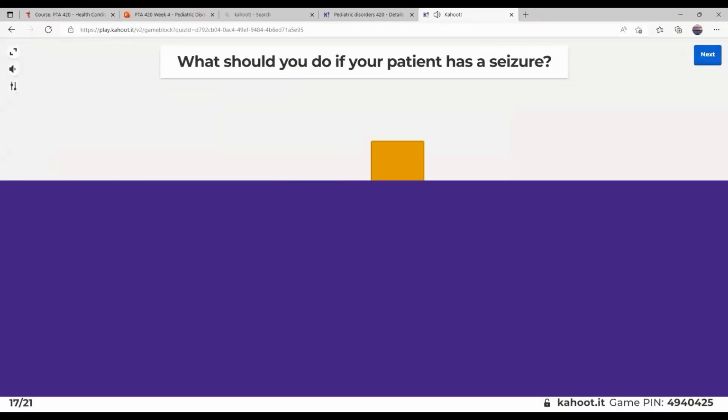Excellent, very good. Yeah, we want to protect their body from injury. So if there's anything around them, we're going to move that out of the way. The reason this one's not correct is if they vomit, we actually need them on their side.